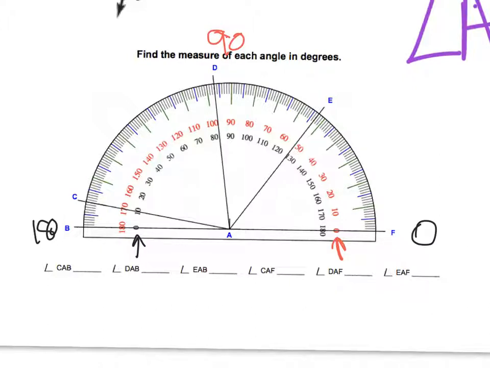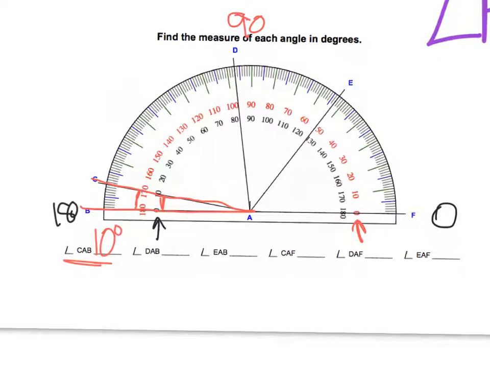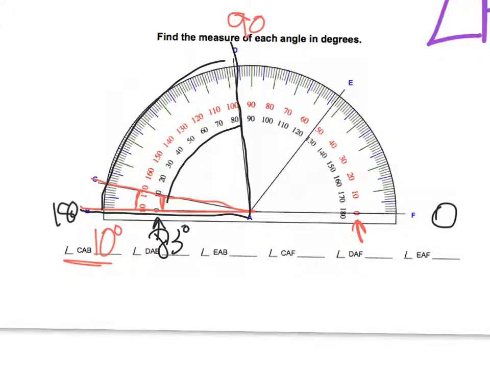So now I'm trying to figure out how big these angles are. So for CAB, that angle right there. Well, I go from 0 to 10, or 180 to 170, so that's going to be 10 degrees. Okay, so for DAB, if I start at 0, I go up here. So if I start from this point, I go up to here. That appears to be about 1, 2, 3. That appears to be 83 degrees.